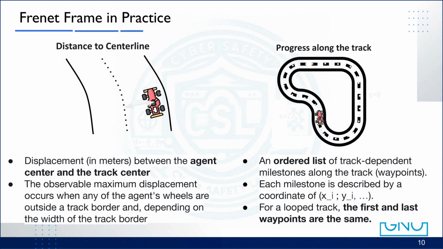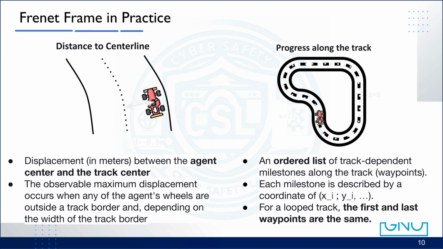Now, let's see how the Frenet frame is used in practice. On the left side of the slide, we can see the distance to the center line. This value tells us how far the vehicle is laterally offset from the middle of the track, measured in meters. For example, if the lateral coordinate D equals minus 0.8 meters, that means the vehicle is 0.8 meters to the right of the center line. When the car drifts slightly to the left side of the lane, D becomes positive. And when it moves to the right, D becomes negative, following the right-hand rule we learned earlier.